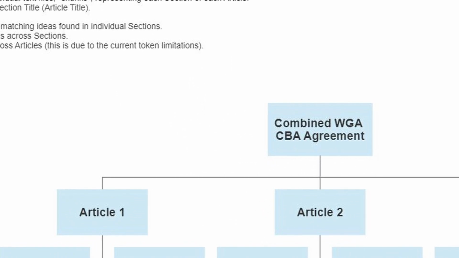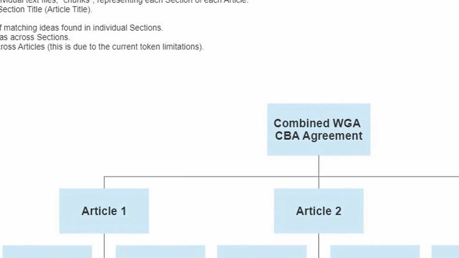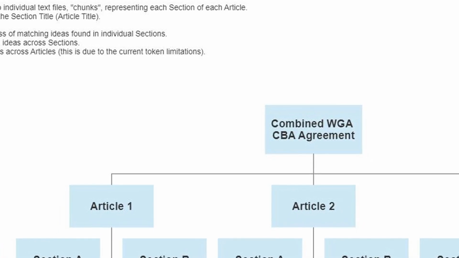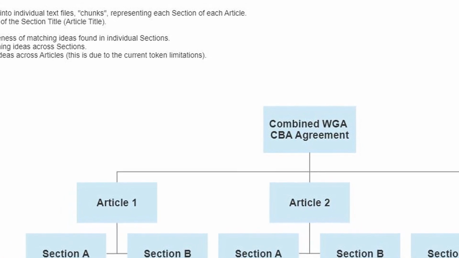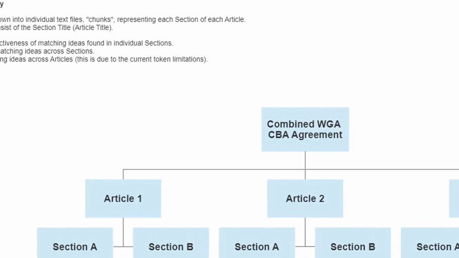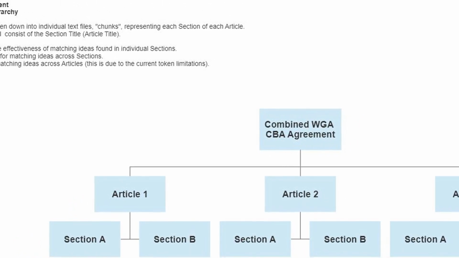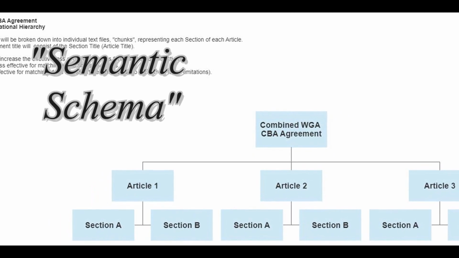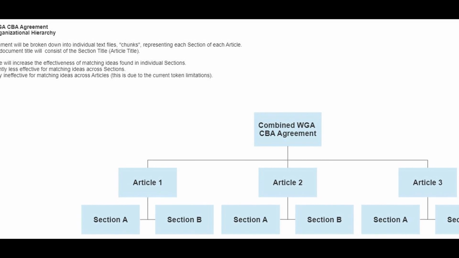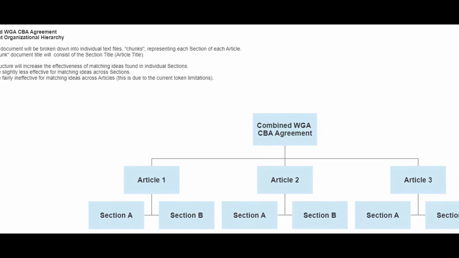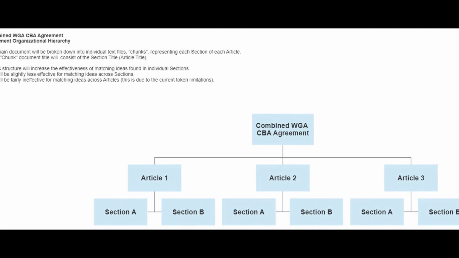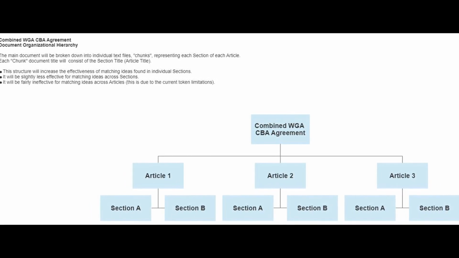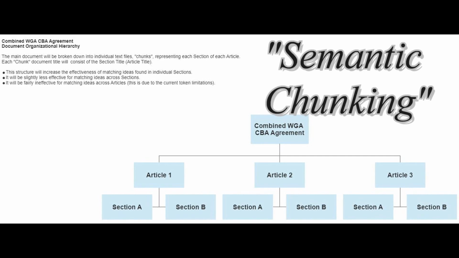The point being that there is usually some sort of hierarchy or structure to the information presented in each document, and usually this is a grouping of semantically similar ideas. I call this the semantic schema of the document. So my goal in chunking is to break a document down into its basic semantic ideas as represented in its semantic hierarchy. And I refer to this as semantic chunking.